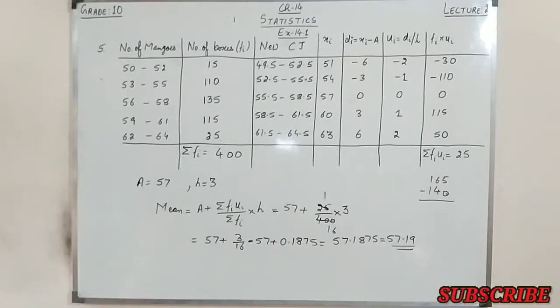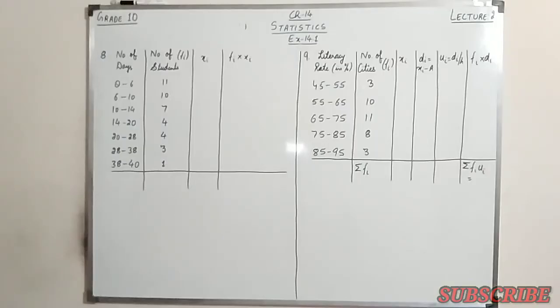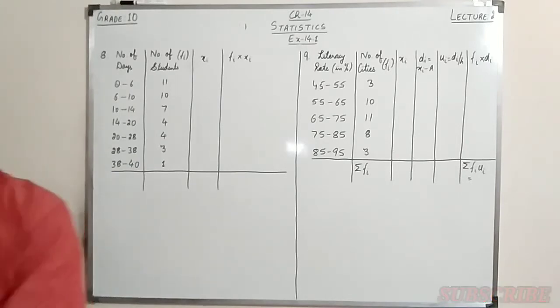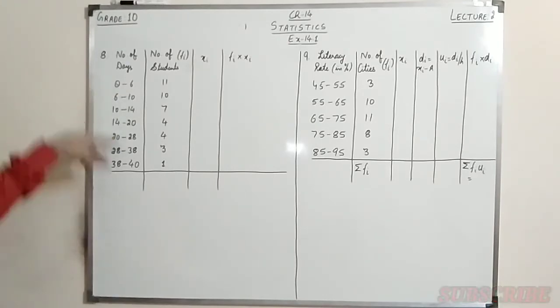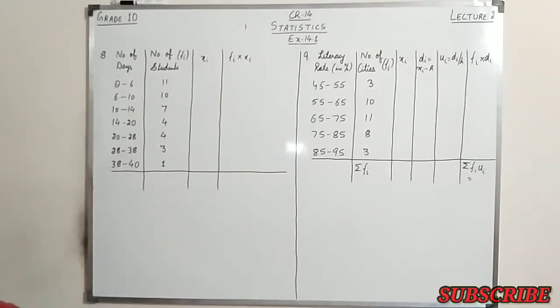Let's do the next question now. The next question we are going to do is question number 8. In this question it is given that a class teacher has the following absentee record of 40 students of a class for the whole term, and we have to find the mean number of days a student was absent. In the question, we have the number of days 0 to 6, 6 to 10, 10 to 14, 14 to 20, 20 to 28, 28 to 38, 38 to 40.